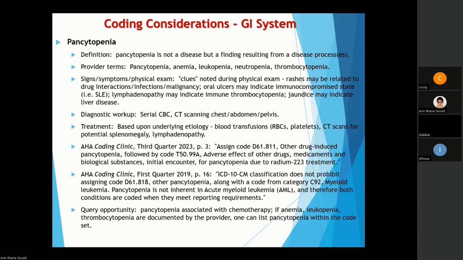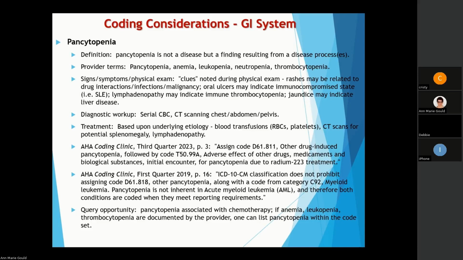And of course, our query opportunity would be pancytopenia associated with chemo. And if anemia, leukopenia, and thrombocytopenia are documented by the provider, the CDI team and the coders can list the pancytopenia within the code set, because when you're going through your encoder and you have all these, it'll automatically link to your pancytopenia.